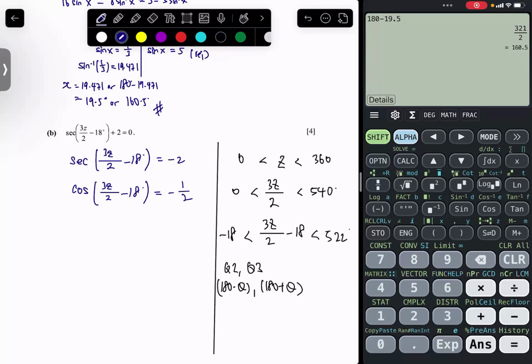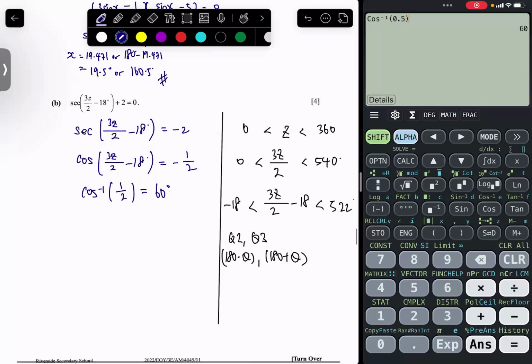When we take the inverse, we are finding the basic angle, which is cosine inverse half. Now, cosine inverse half would be 60 degrees, right? Equals 60 degrees. Okay, so now we are ready to solve it. Since it's in this way, we are going to solve until the 540 degree range, right?